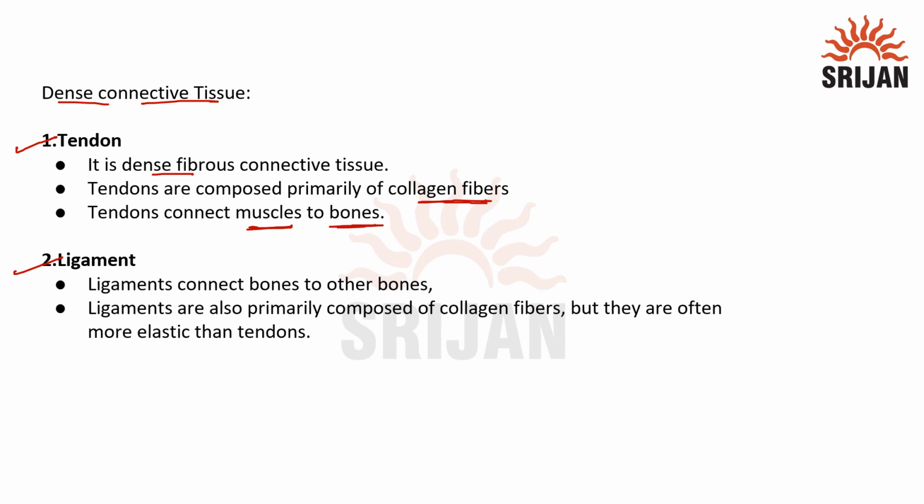Whereas when we talk about ligament, it is also a type of dense connective tissues. Again, it is made with the same thing, that is the collagen fiber, but they are often more elastic as compared to the tendons, and their work is to connect the bones to other bones.